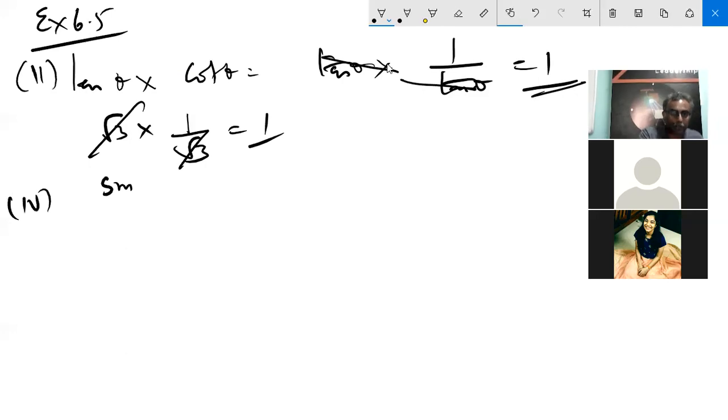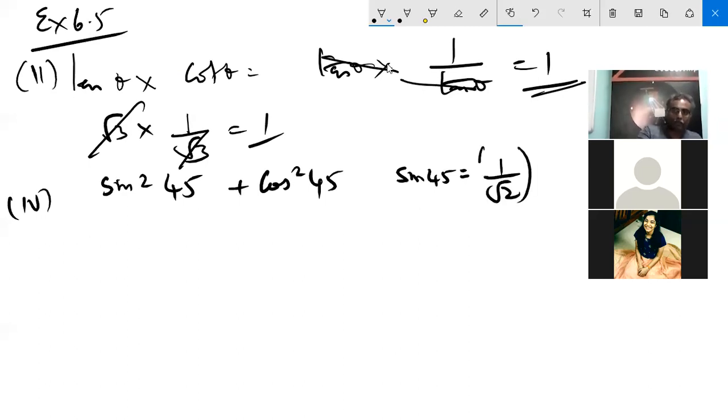Now it's getting tougher. Sin squared 45 plus cos squared 45 is asked. How much is sin 45? 1 by root 2. Square of that is how much? 1 by root 2 the whole square, 1 by root 2 into 1 by root 2. How much? 1 by 2. Very good, it is half. Same way, cos 45 is how much?